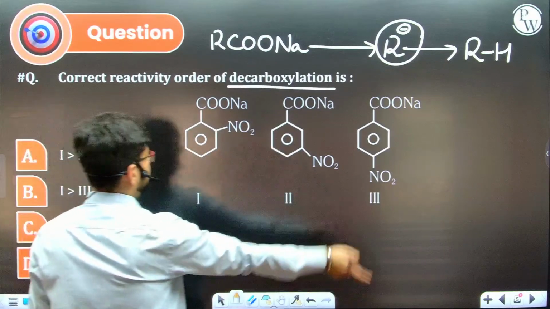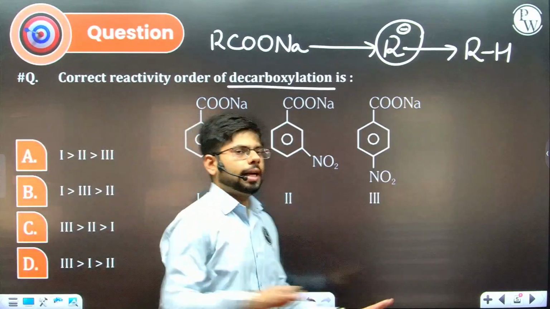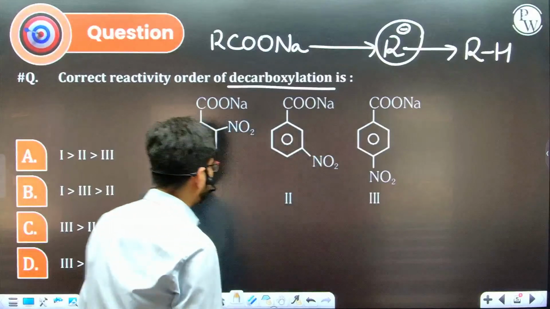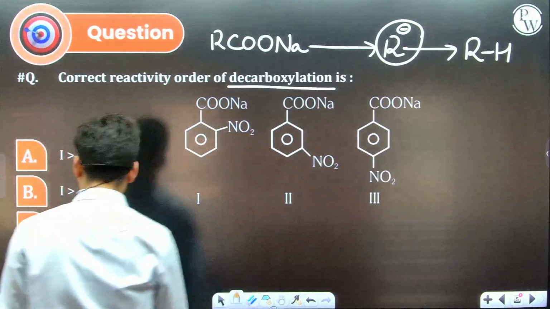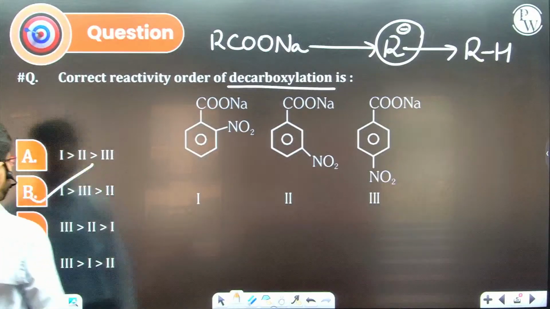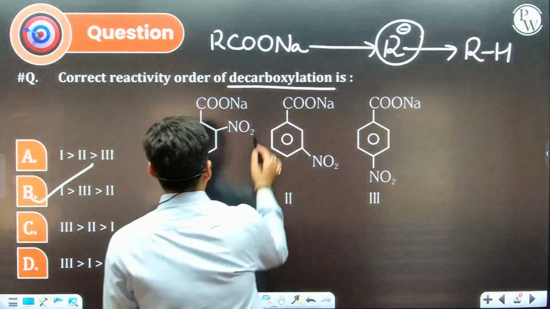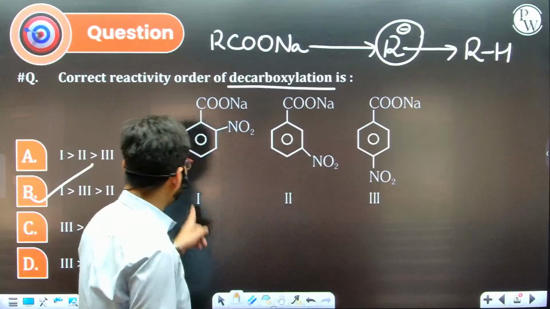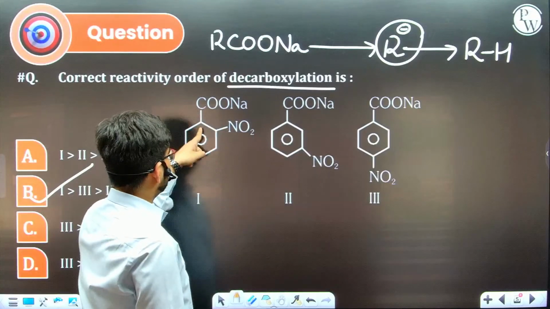After 1 it's 3 and then 2. In 2 there is no minus M of NO2 because NO2 is at meta position. So it's 1 then 3 and then 2. 1, 3, 2. So option B is the correct answer. Option B. Because the most stable carbanion will be obtained if I get a carbanion from 1.